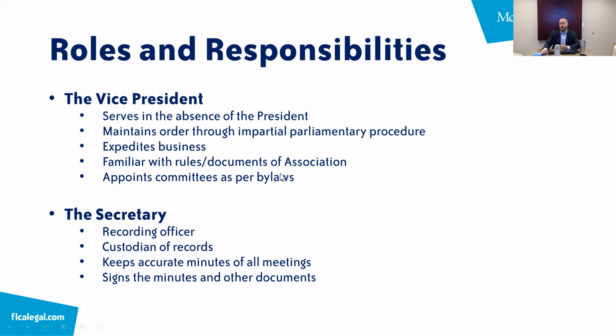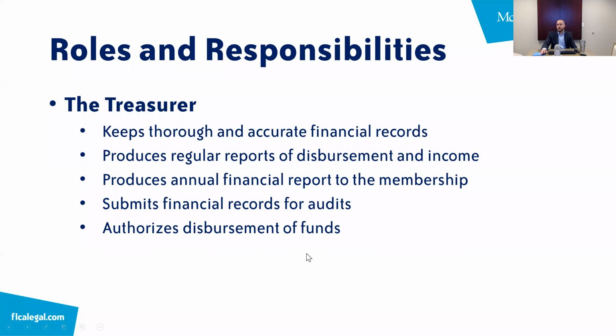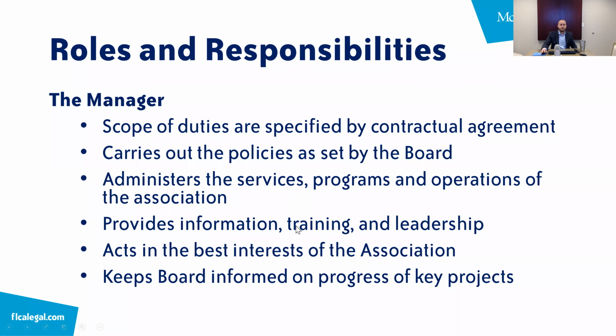Vice president has all the authorities of the president when the president is absent. The secretary and the treasurer are the two roles where, when you have a manager or a management company, they're fulfilling most of these duties. But the secretary is the recording officer, the custodian of records. They keep accurate minutes of all meetings, and then they sign minutes and any other document for the most part. The treasurer keeps thorough and accurate financial records, produces regular reports of disbursement and income, produces annual financial reports to the membership, submits financial records for audits, and then authorizes the disbursement of funds.